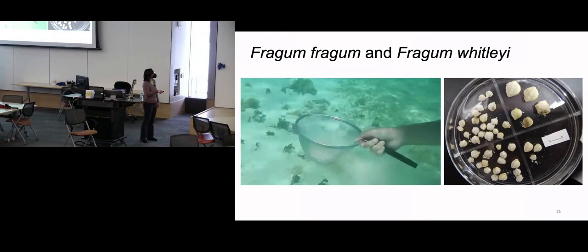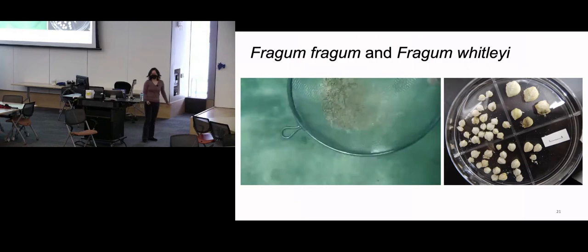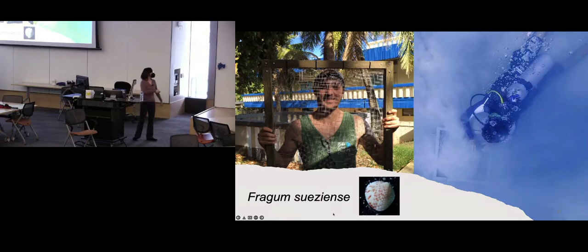So here are the two species. The big one is right here. Here are the smaller ones. You can have many of them, right? So that's the shallow habitat we have. And the next is our Fragum suizans living in the deeper habitat. And you can see it's much darker. And we have to get there by diving.